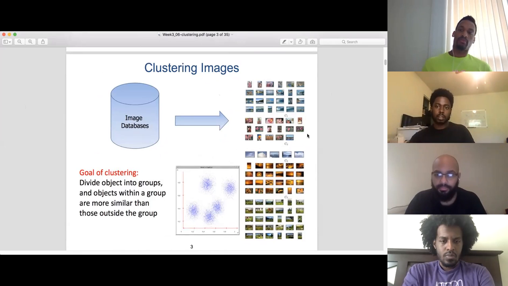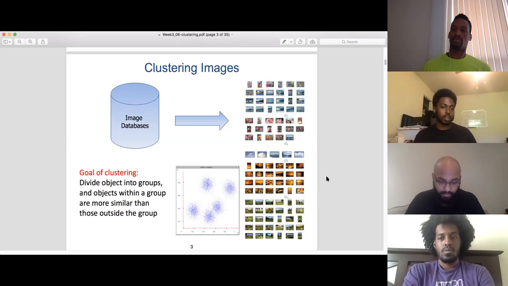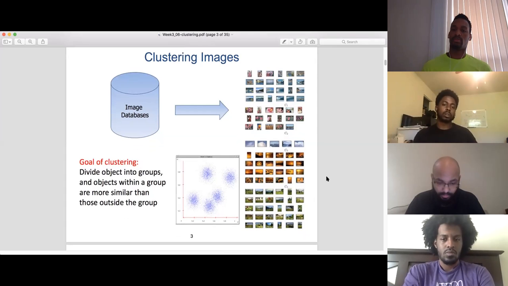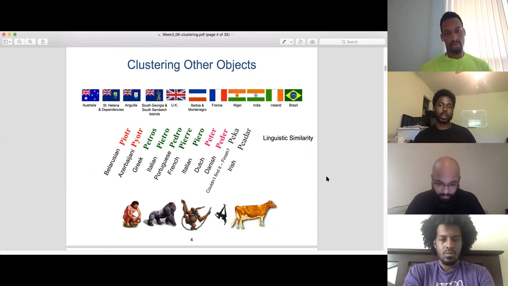So if you look at these images on the right, you can see that these are in 1, 2, 3, 4, 5 different clusters. And even though we can't see the images very well, we can see that these are pretty blue, whereas these are more orangish and these are green. So based on this image database, we've clustered these images into 4 different clusters based on some metric of similarity. And so we can look at another example of clustering where we have flags.